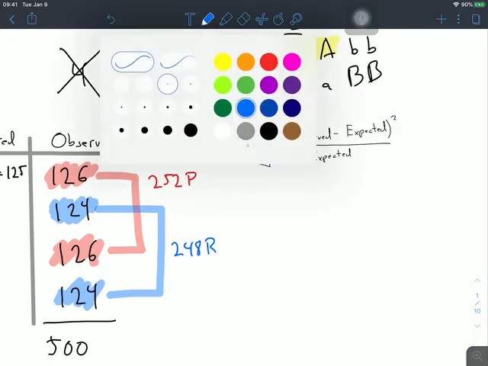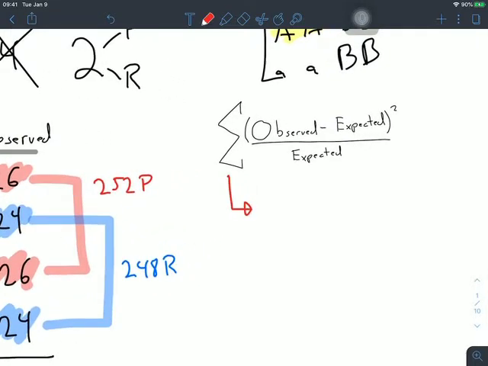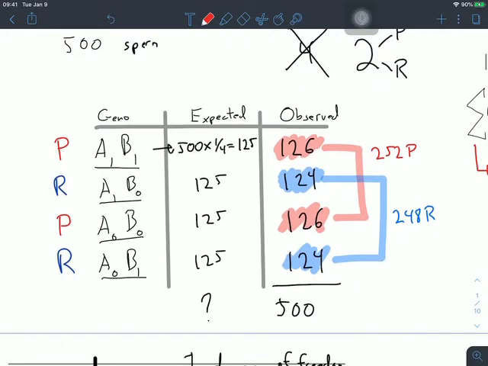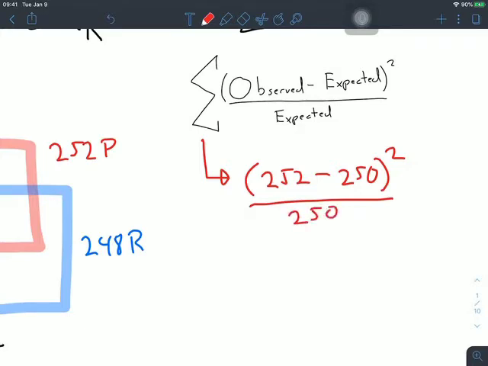And let's start writing. So our first term of our sigma is going to be for our parental types. Our observed number was 252. We're going to subtract that from our expected. Now keep in mind, our expected is also a term that gets added together. We had 125 of these and 125 of these. Therefore, our expected is actually 250. We're going to square that value and divide it by our expected, which was 250.